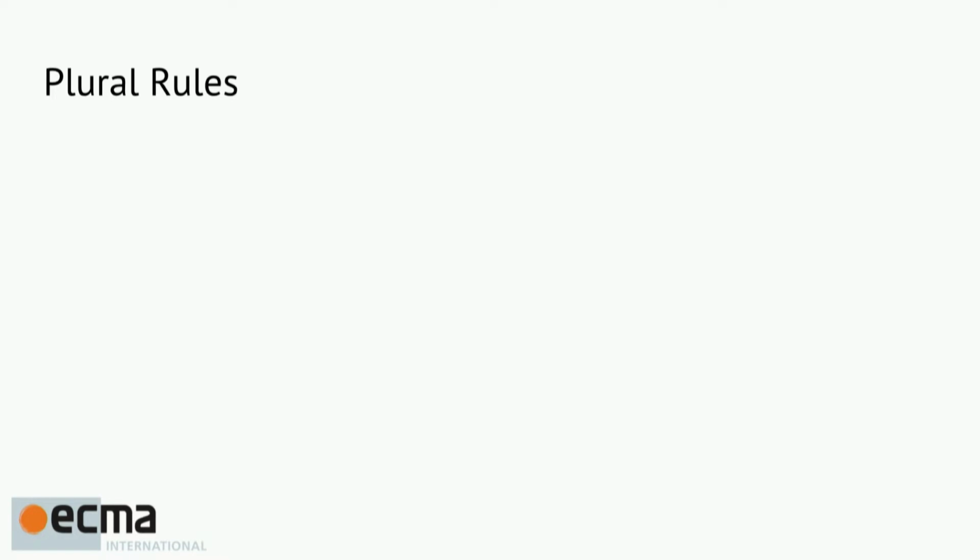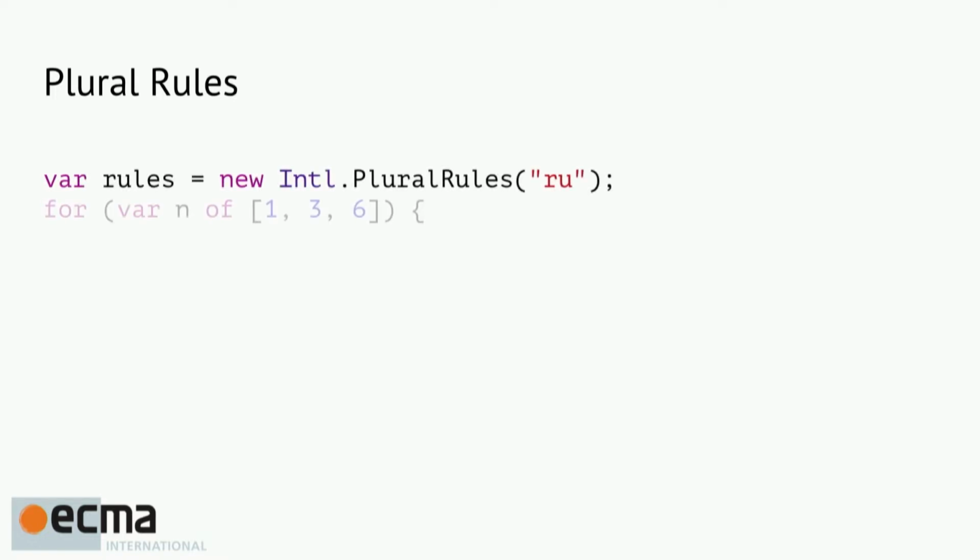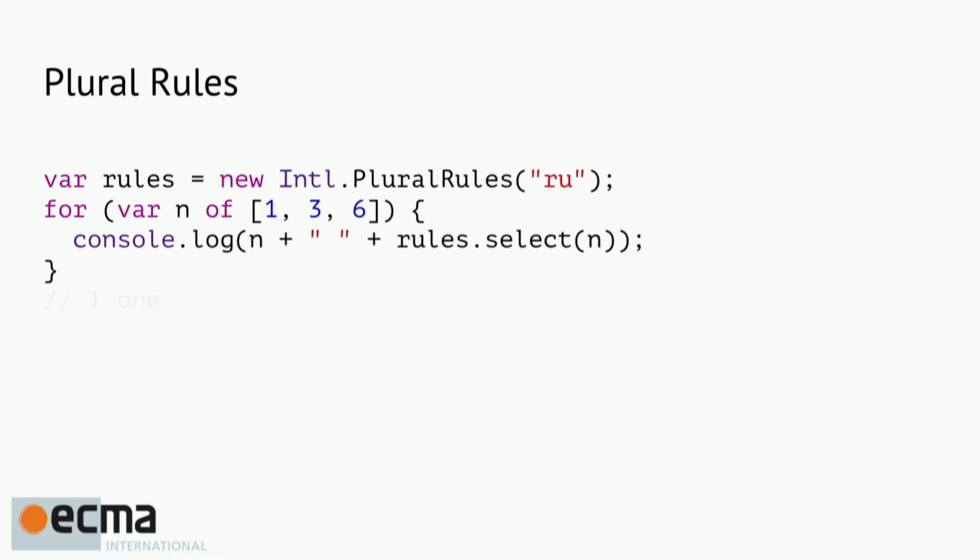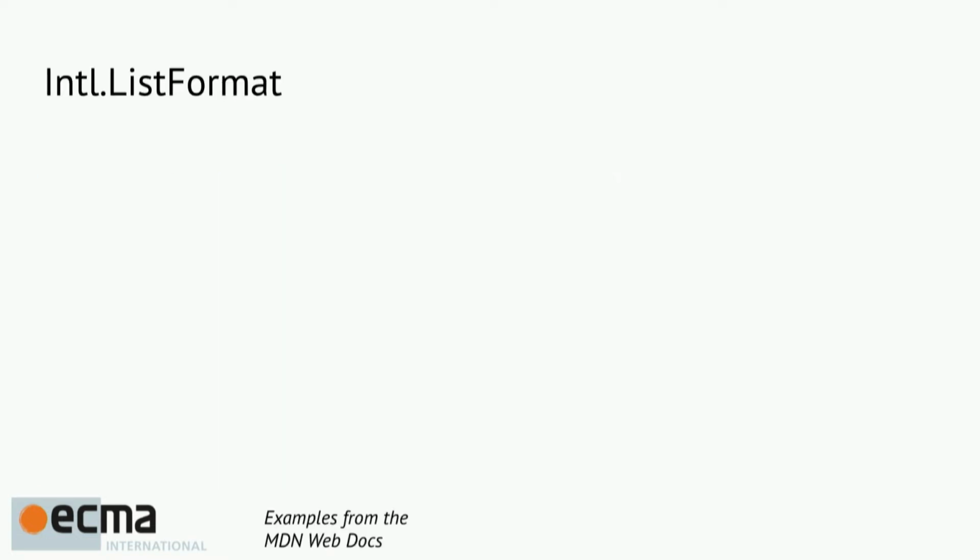Now this one is, I will advise you all not to say plural rules 5 times fast, because I cannot do it. It is a tongue twister. But here with Russian, you can go through and, given a number, you can select what the meaning of that number is for the quantities when you're displaying it.